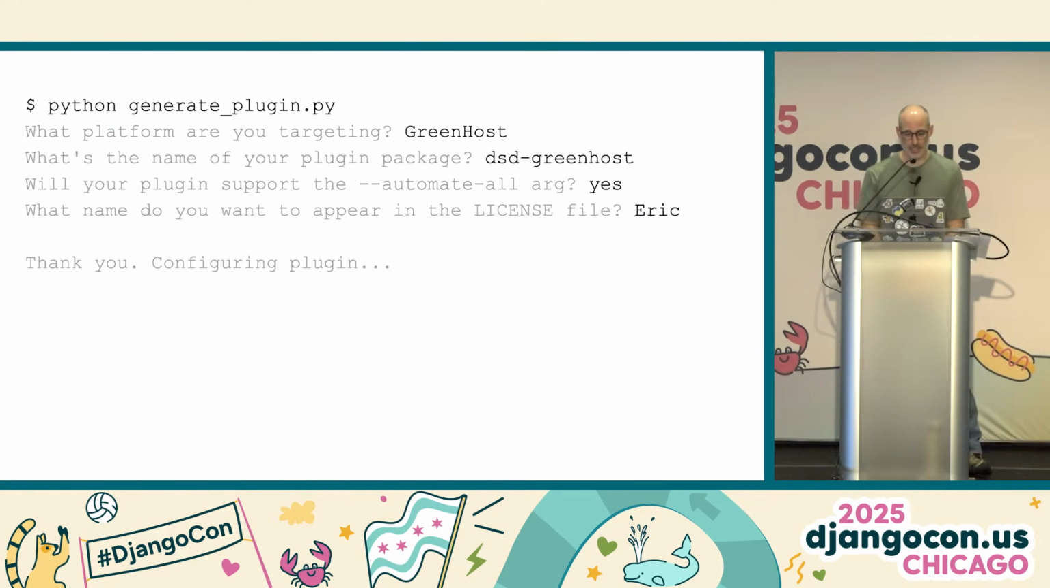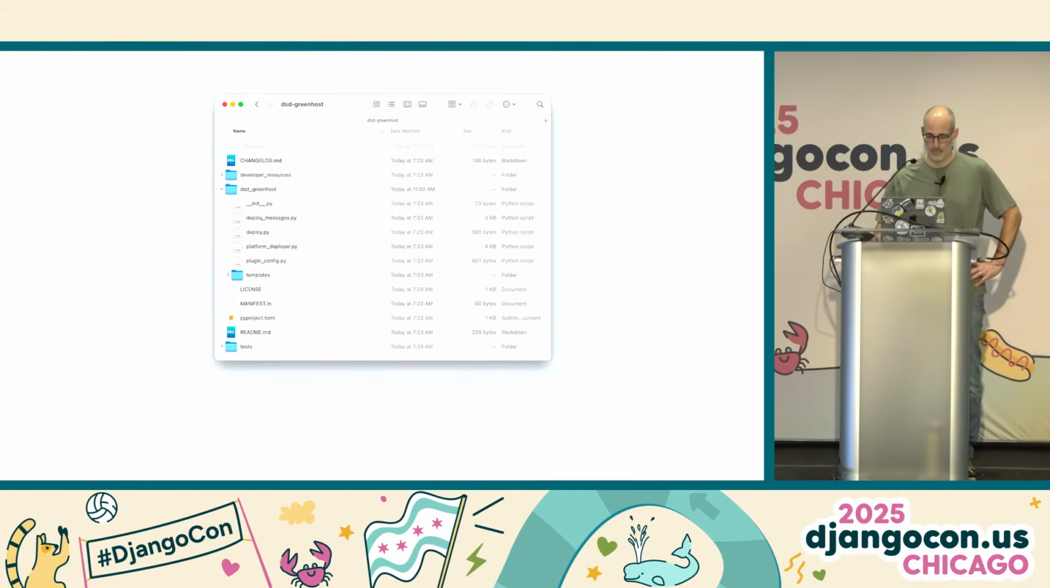This is what it looks like when you run the generate-plugin.py script. You're asked a few bits of information, which are used to build out the infrastructure for a new plugin. You end up with a complete project. All the bits that reference the platform and plugin name have been filled in for you.